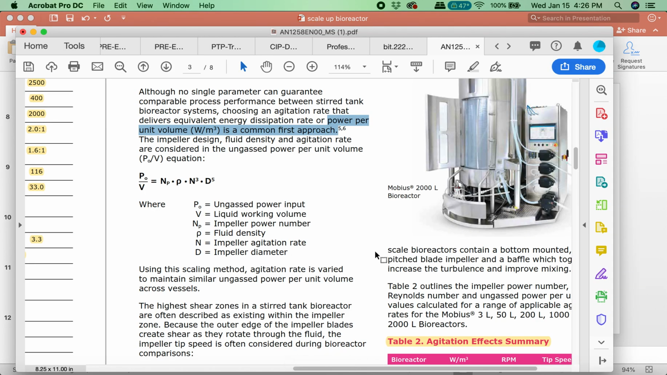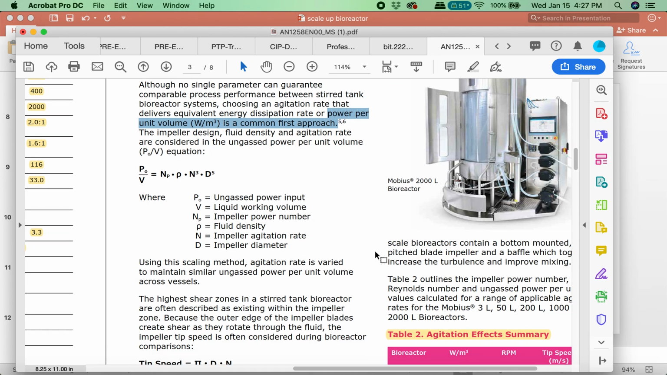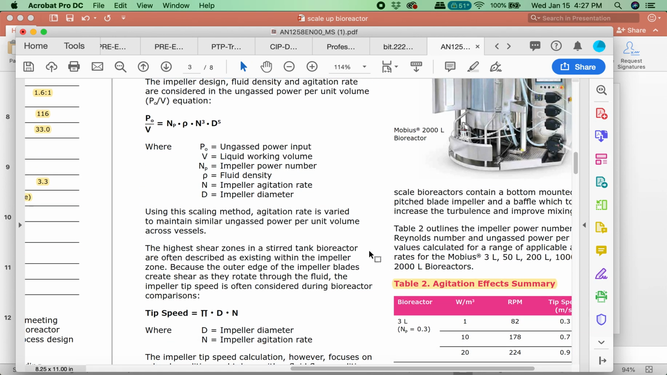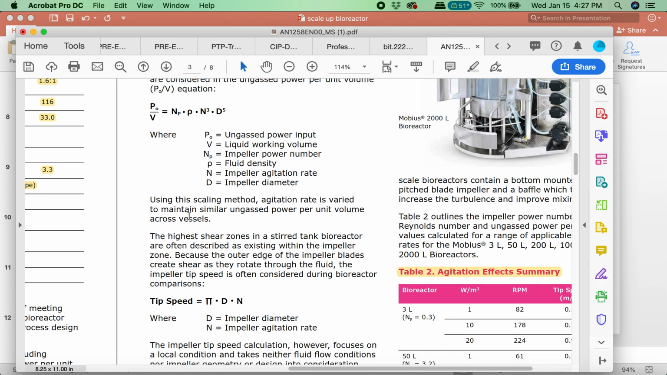So now, P over V is a common first approach. You talk about the equation itself. It has the power input over volume, that is the liquid working volume, and then impeller power number, fluid density, impeller agitation rate, impeller diameter. So using this scaling method, agitation rate is varied to maintain similar power per unit volume.